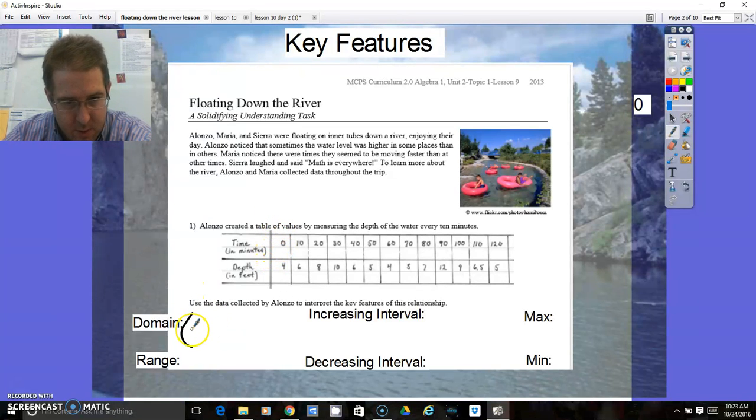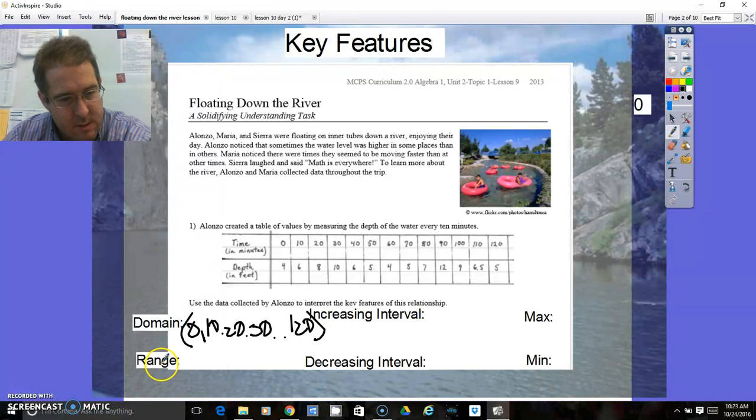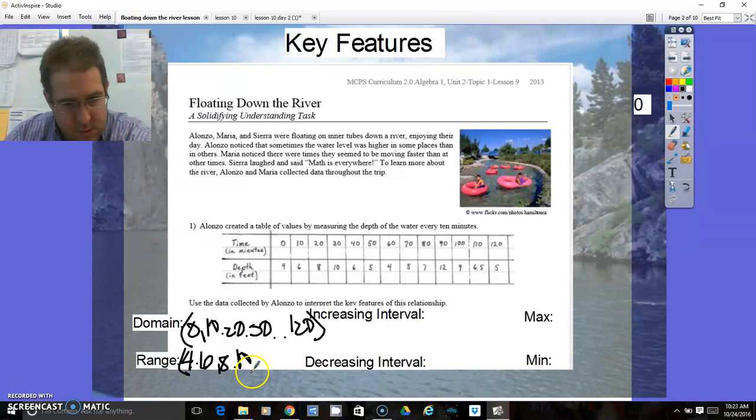So the domain is simply going to be a list of all those numbers. 0, 10, 20, 30, dot, dot, dot, all the way to 120. Range in this case is going to be 4, 6, 8, 10. Now, 6 I've already used. 5, 4 I've already used, 5 I've already used, 7, 12, 9, 6.5, and 5 I think I already used. Yes, I did.